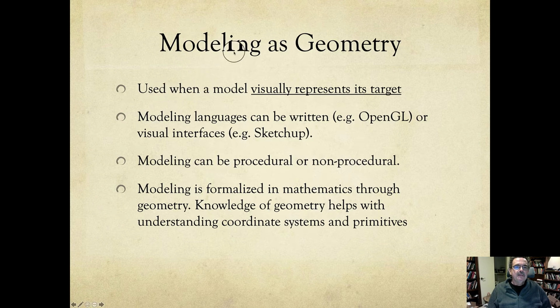All right, so this kind of modeling is different than some of the other kinds of models that we'll talk about in the class. This kind of modeling is used when you want to create something that visually represents its target, like you did with Legos and Play-Doh. You want to make something that looks like something else, but it's easier to work with, so it's a simplified representation.